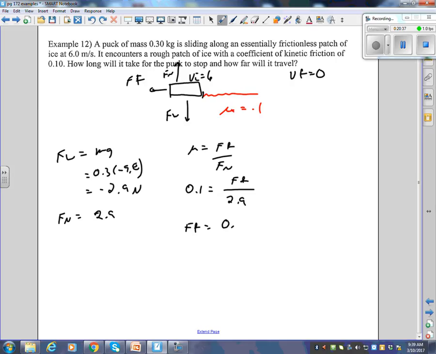So that's going to be 0.29, right? For friction. And that friction is actually the net force, isn't it? It's the F net X, right? F net X is equal to 0.29. So F net X is equal to MA. The mass is 0.3. Solve for acceleration. I get 0.97 meters per second squared.